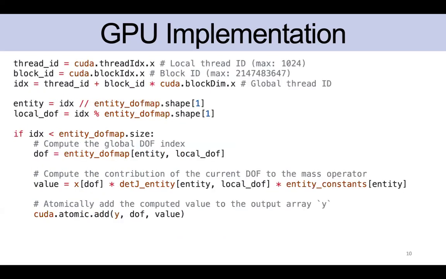The changes are not really a lot. If you notice here, there are no loops anymore. Essentially, you are passing each DOF to each thread, and each entity, which is the cells in this case, to the number of blocks. Okay. Just bear in mind that you need to use CUDA atomic add to prevent any race conditions.